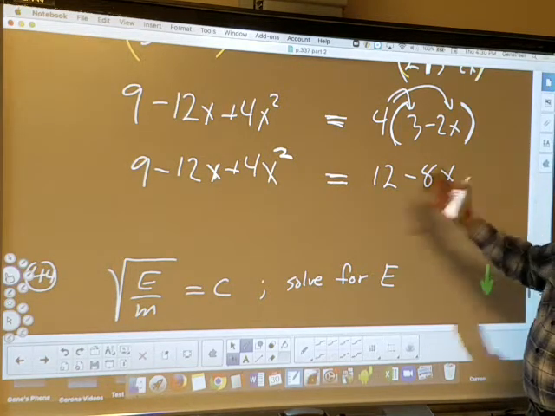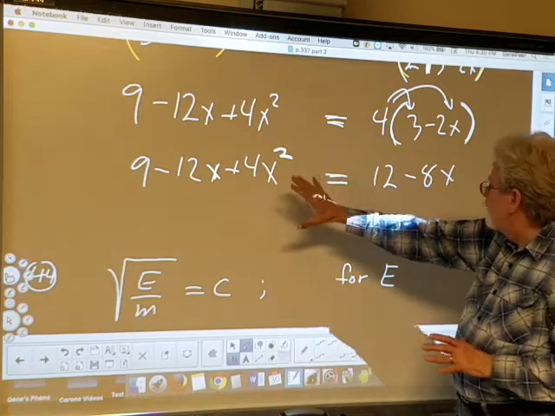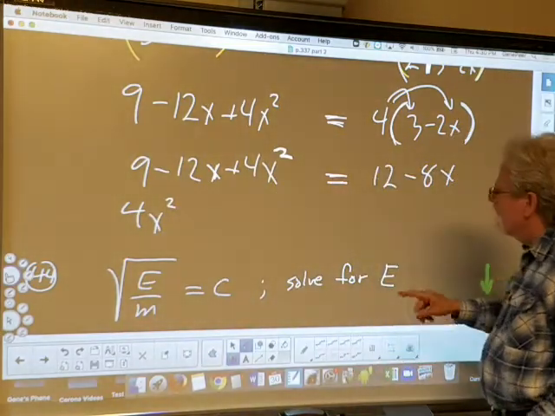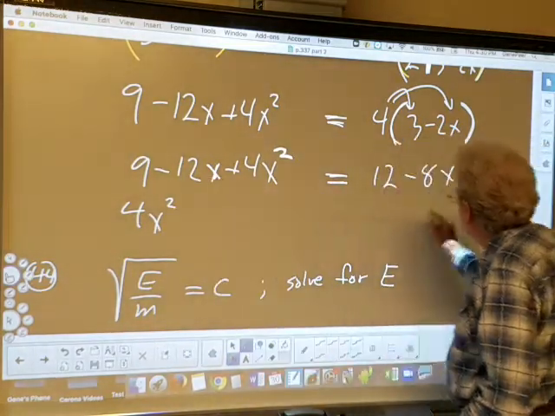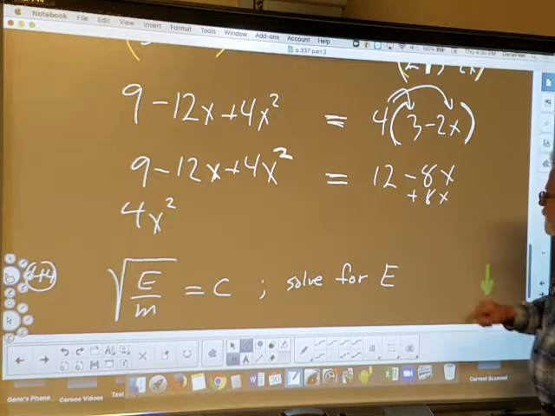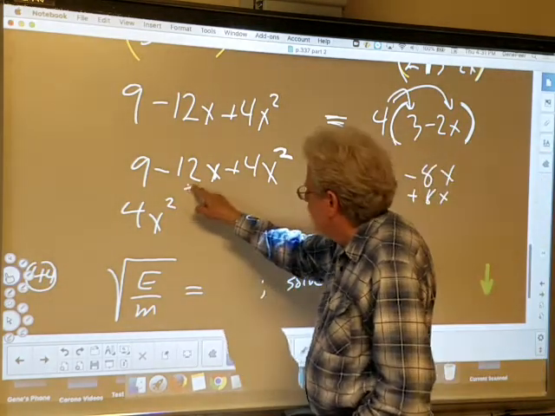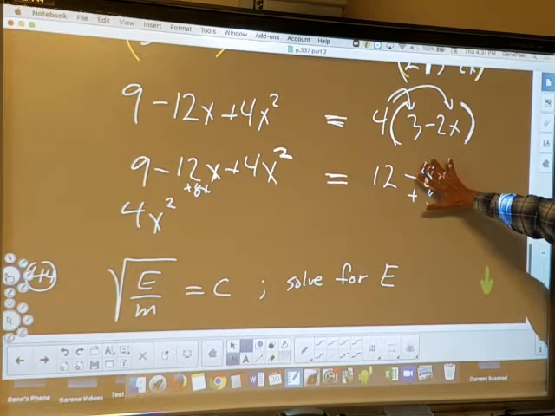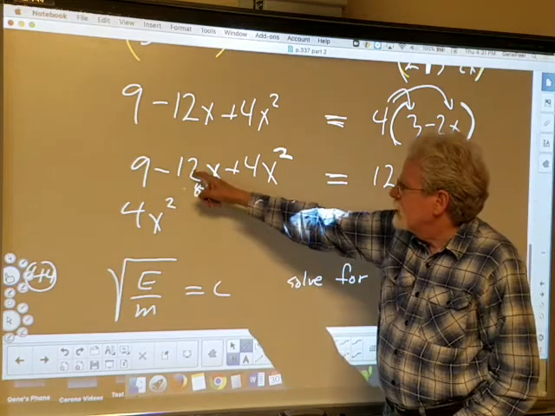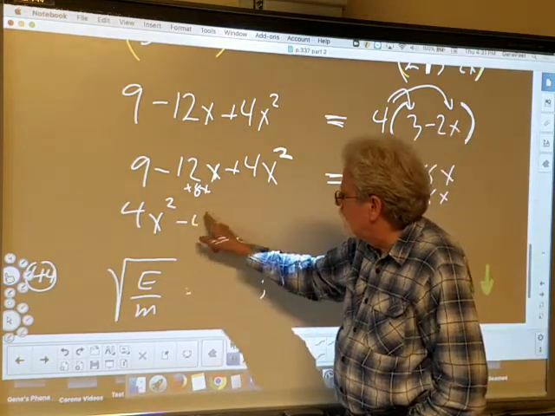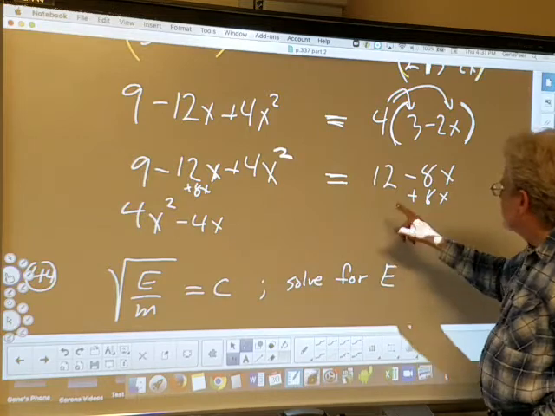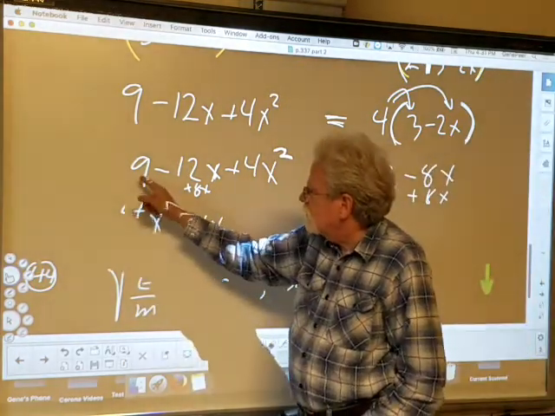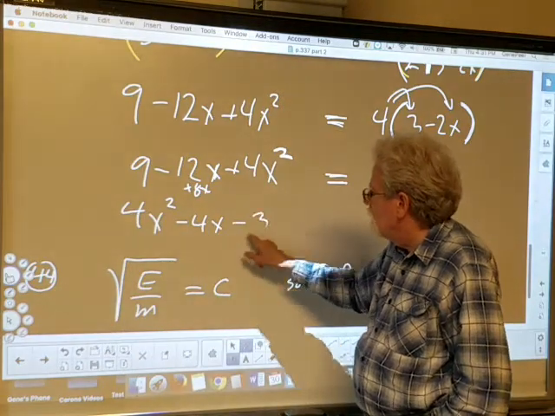All right, so doing that, and while we do that, let's put this in the traditional order. Let's put our 4x squared first. And then I've got a minus 12x, but I'm going to add 8x to that on both sides, because I'm trying to get this guy out of there. So I add 8x, that's going to be gone. Adding 8x here, negative 12 plus 8 is going to be negative 4x. And then I've got to also subtract 12. Subtracting 12 here, it's gone. Subtract 12 here, I'm going to have minus 3.